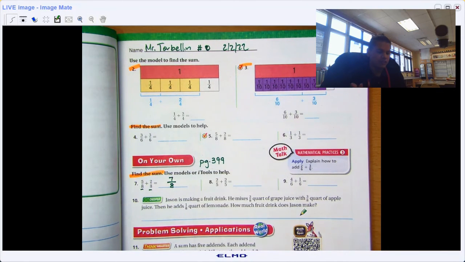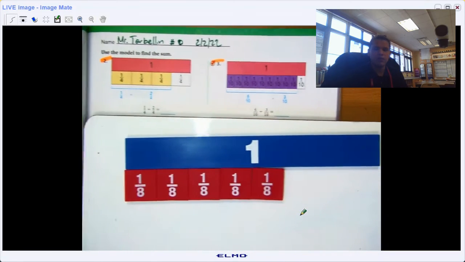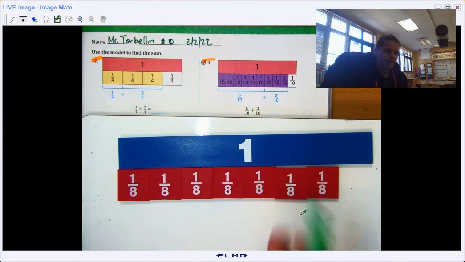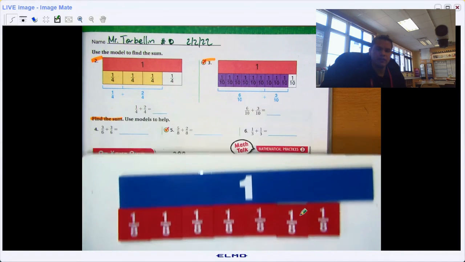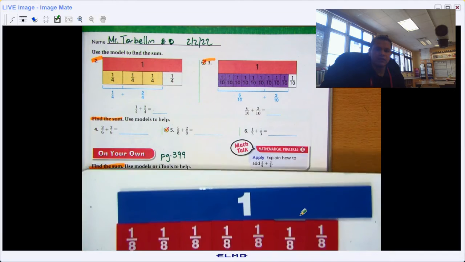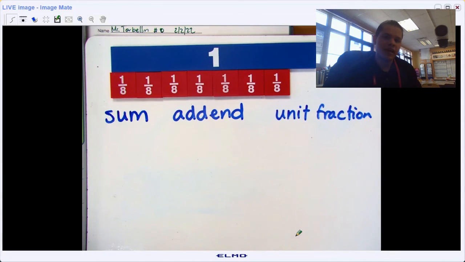If for some reason you're not convinced, let's take a look at this model right here. So here I have one whole, and I'm starting with 1, 2, 3, 4, 5 eighths. When I add 2 more eighths, I have 6/8 and 7/8. So as you can see right here, 5/8 plus 2/8 equals 7/8. Showing you how to do a couple of problems in your GoMath workbook.